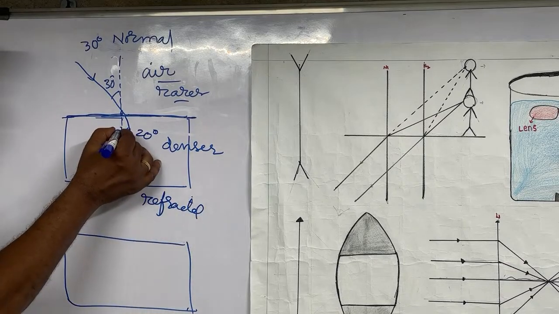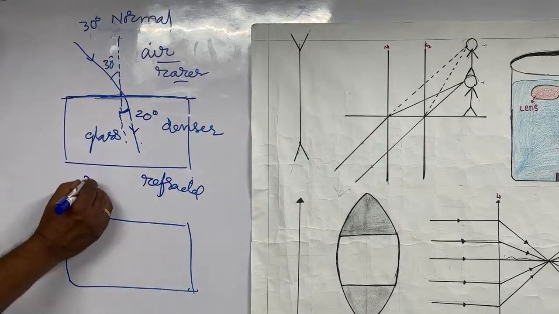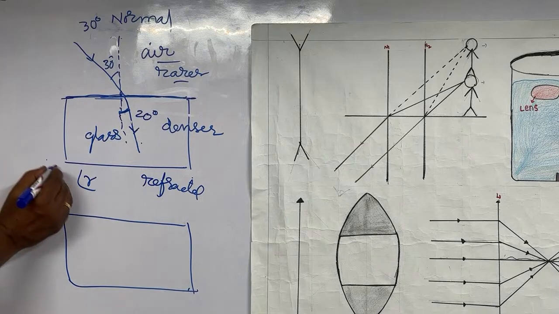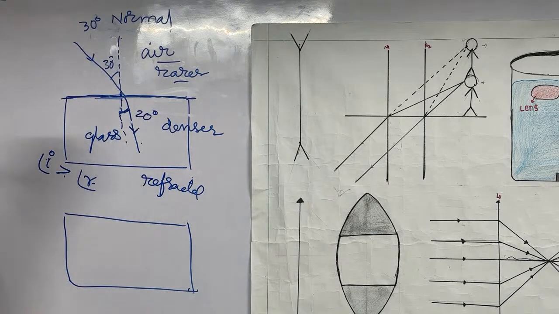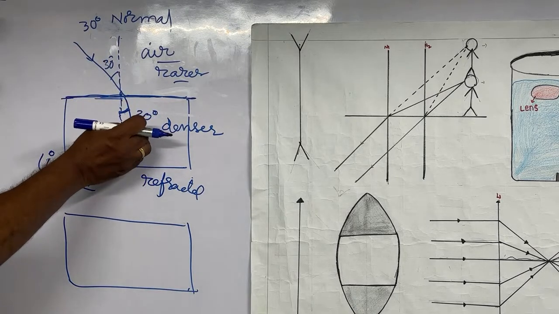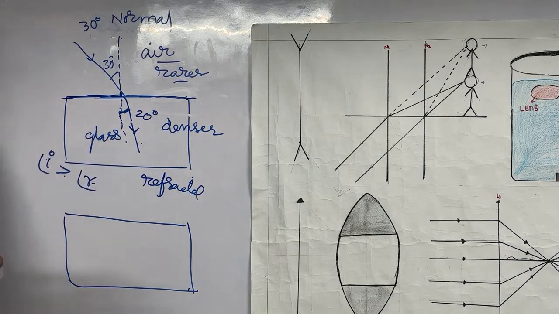And the angle made by the refracted ray is called the refracting angle, the refracted angle. So here, the angle of incidence is greater than the refracted angle. Why? Because it's 30 degrees and the other is 20 degrees. Whenever any light ray passes from air to a denser medium, the light ray bends towards the normal. This is the first behavior of the light ray.